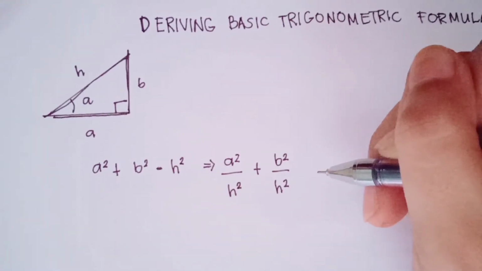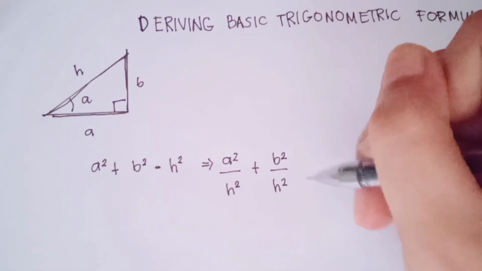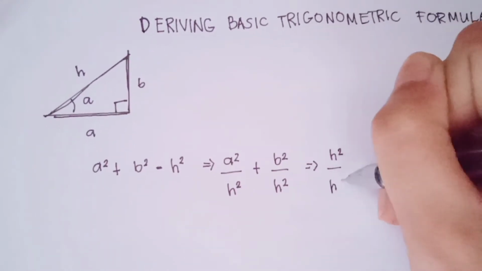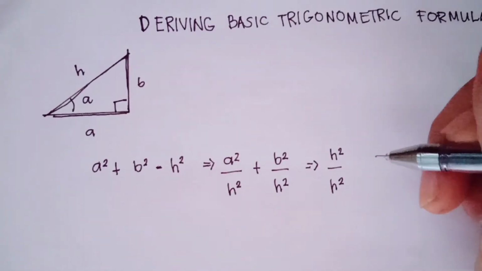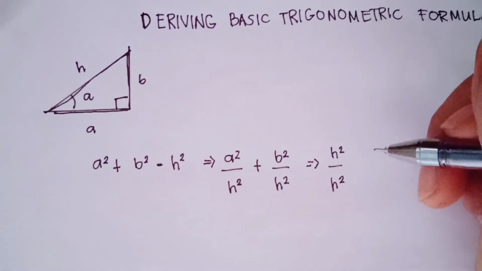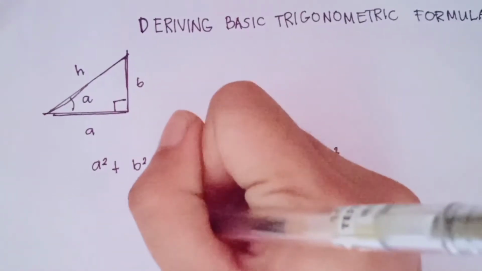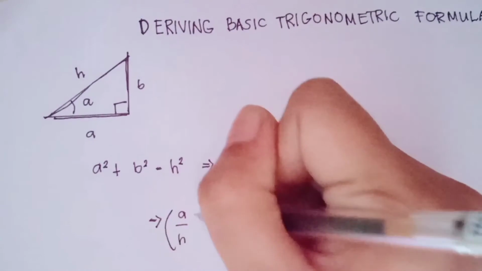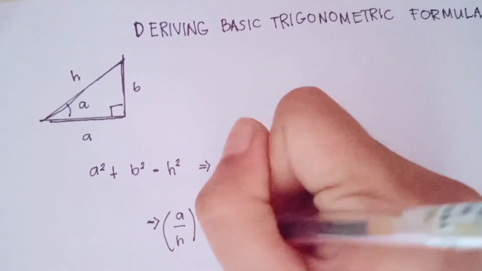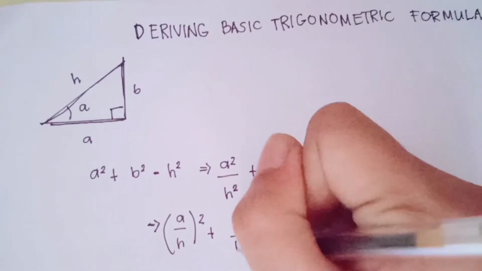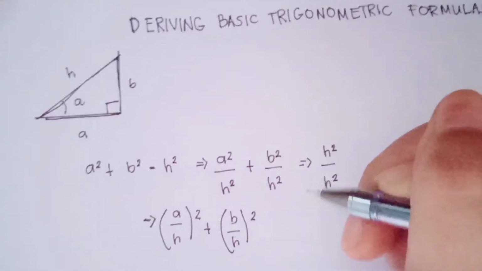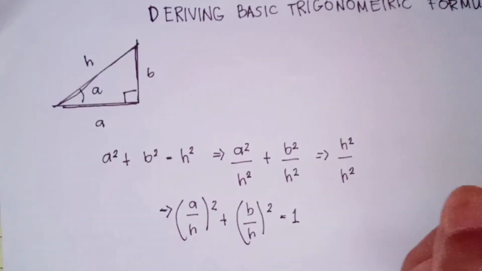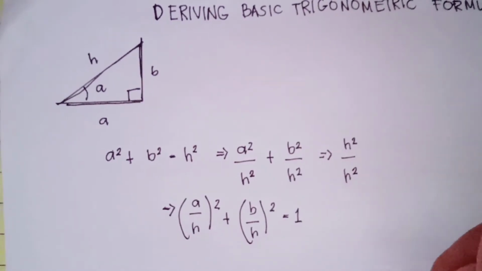And on the right, we have H squared over H squared. Well, we can write the left side as (A over H) squared plus (B over H) squared, and this is equal to 1 because anything divided by itself is 1.